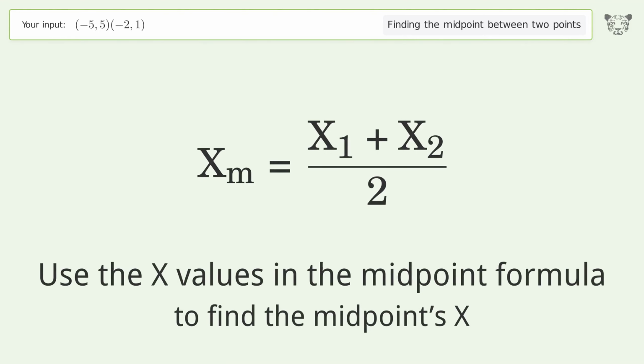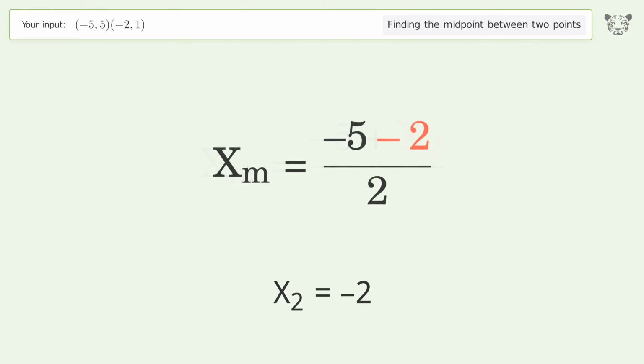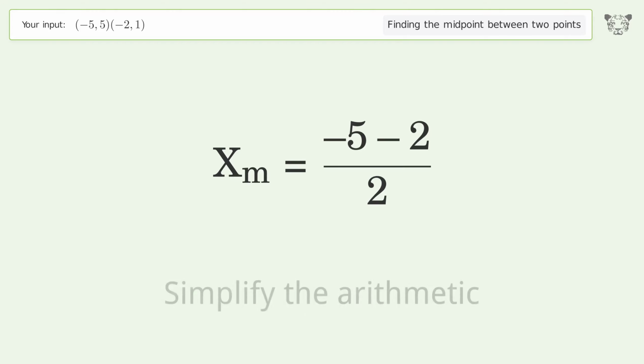Use the x values in the midpoint formula to find the midpoint's x. x1 equals -5. x2 equals -2. Simplify the arithmetic.